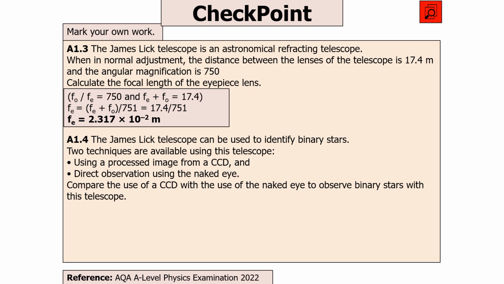Well, we know FO over FE is 750 because that's the angular magnification. We know the total length is FE plus FO, which is 17.4. We can then work that through and we get FE to be 2.317 times 10 to the minus 2 meters.